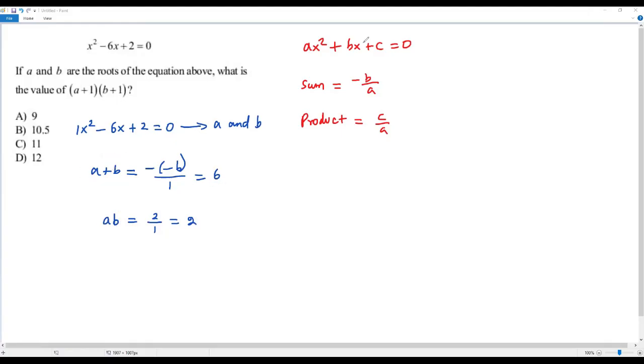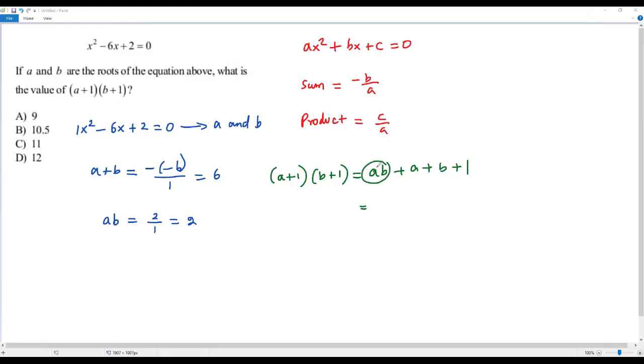Now let's take the given expression for which we have to find the value. That is (a + 1)(b + 1), that is equal to, let's multiply these two binomials using the FOIL method. That is, we have to multiply the first terms, a times b is ab. Now let's multiply the outer terms, a times +1 is +a. Now let's multiply the inner terms, +1 times b is +b. And let's multiply the last terms, +1 times 1 is +1.